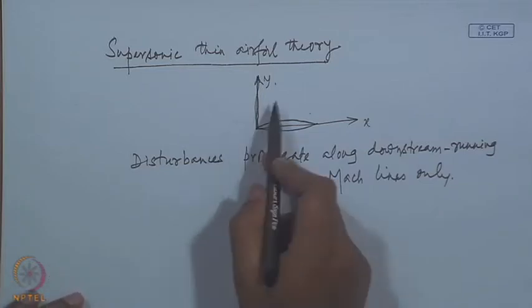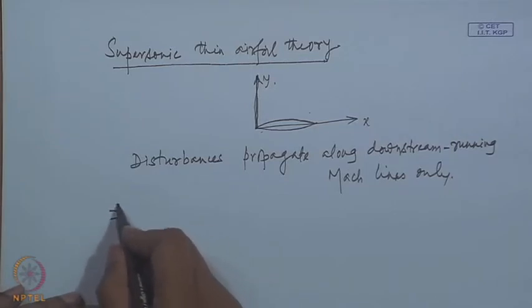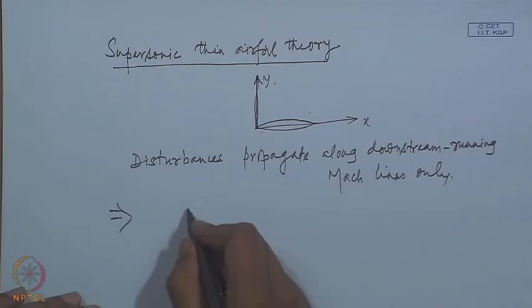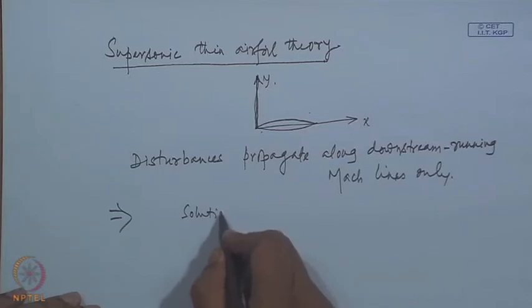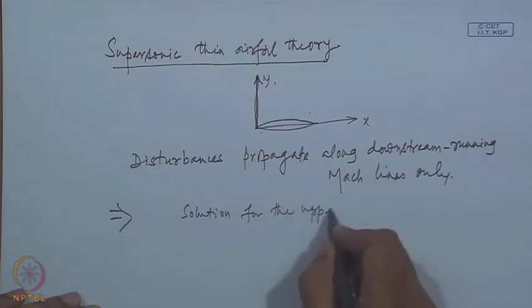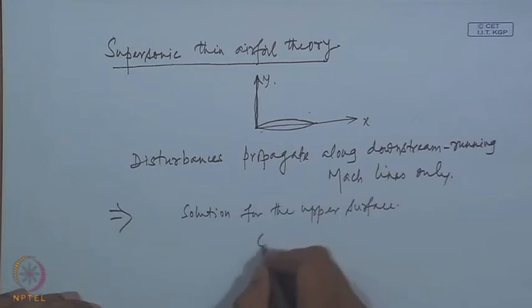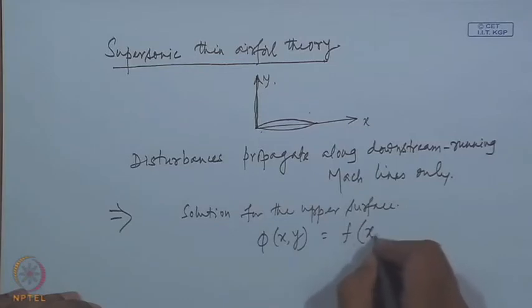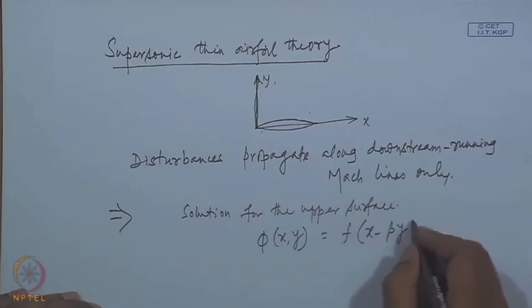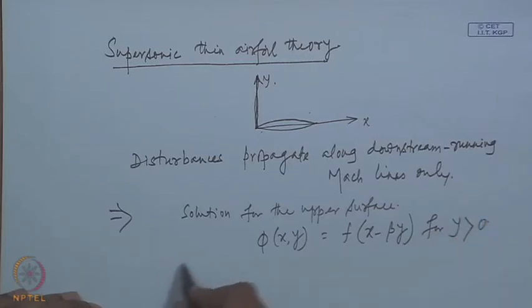Hence, the solution for the upper surface is phi(x, y) equal to a function of x minus beta y for y greater than 0, and for the lower surface a similar function g.